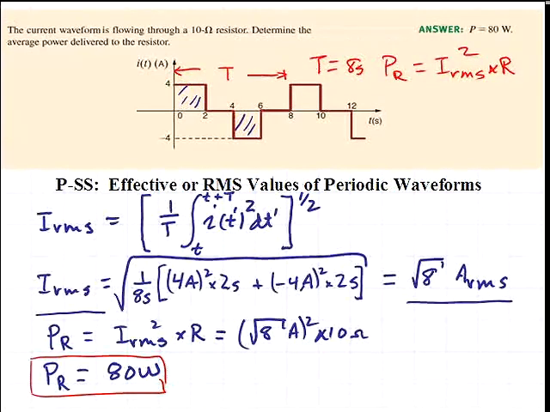It should be noted here that even though the current waveform has an average value of 0, its effective or root mean square value is a non-zero quantity.